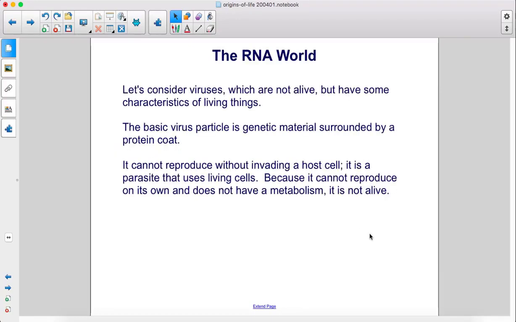Let's consider viruses, which are not alive but have some characteristics of living things. The basic virus particle is genetic material surrounded by a protein coat. It cannot reproduce without invading a host cell. It is a parasite that uses living cells. Because it cannot reproduce on its own and does not have a metabolism, it is not alive.